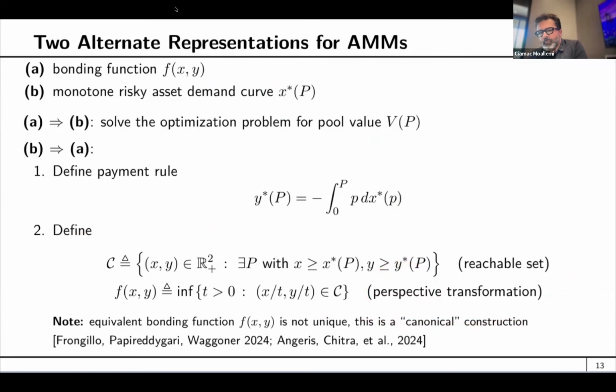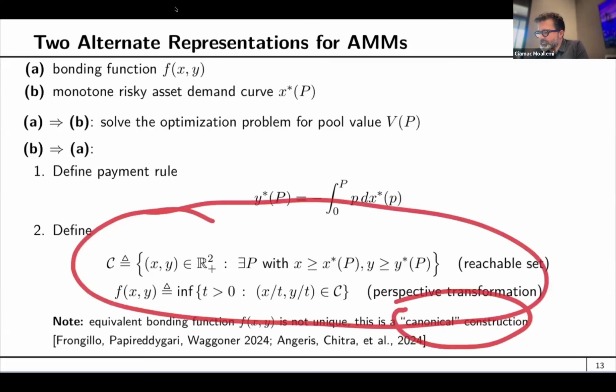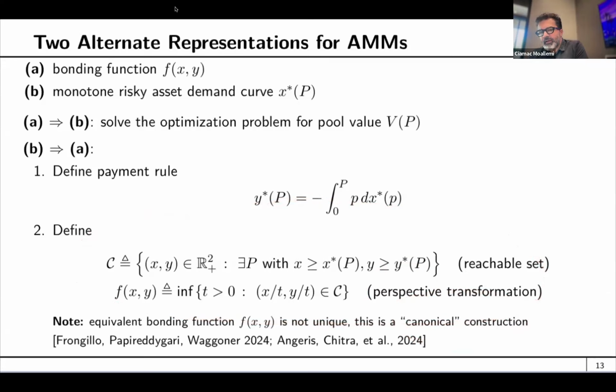Now, I'm not going to go through this, but if you're interested in the specific mechanics of why this works out and in what sense it is canonical, I encourage you to attend the paper of Guillermo Angeris, Tarun Chitra, and co-authors on the geometry of constant function market makers, which is part of the regular EC session this year.